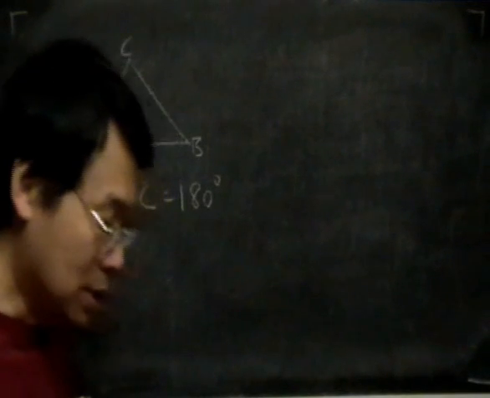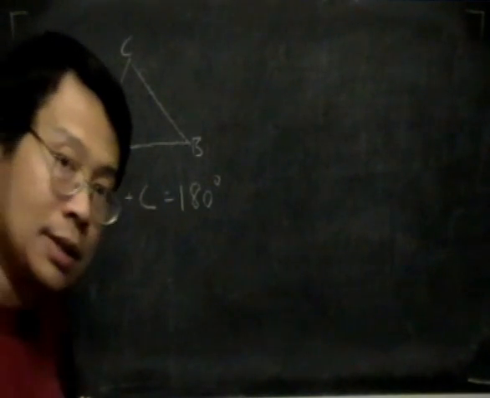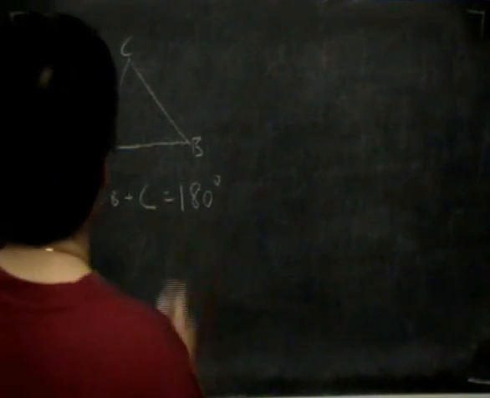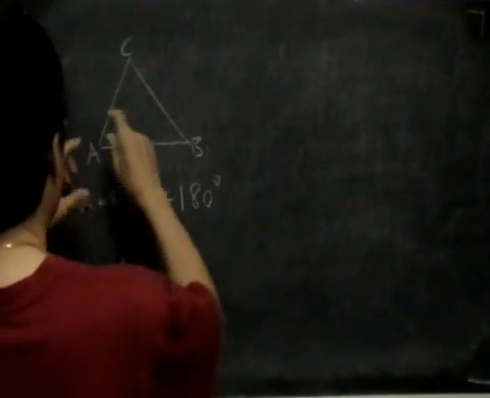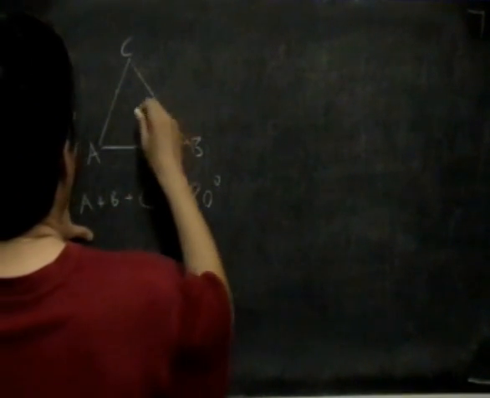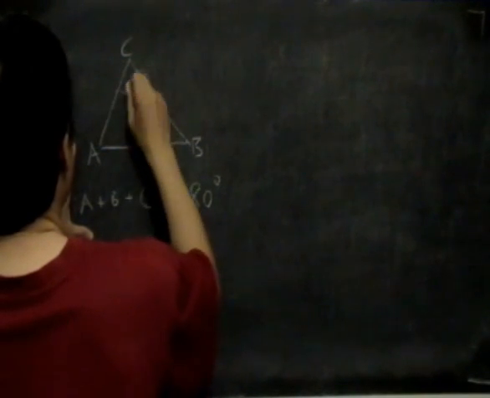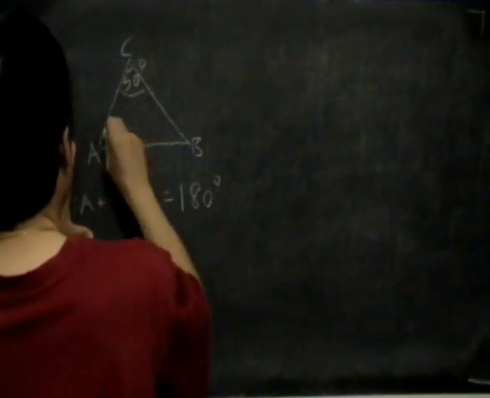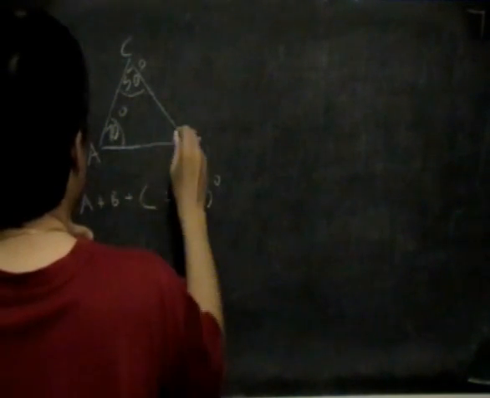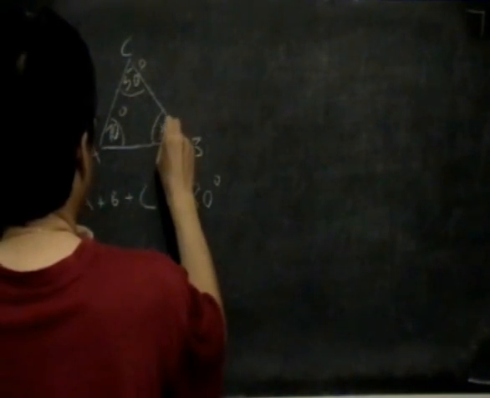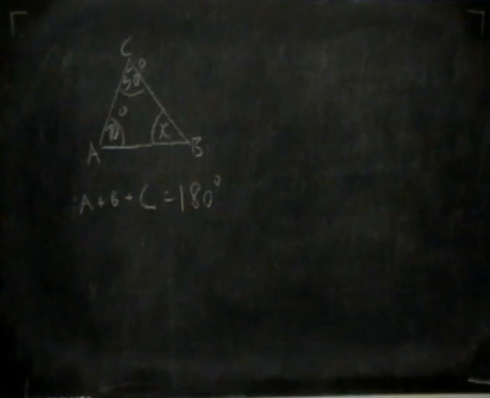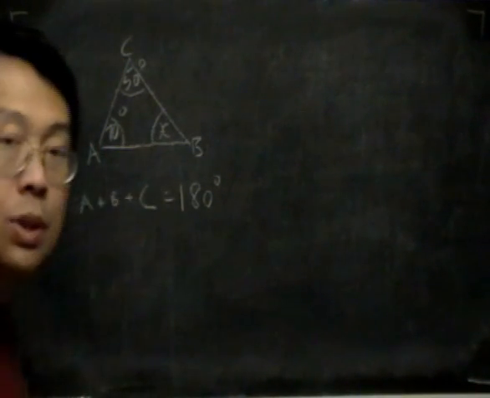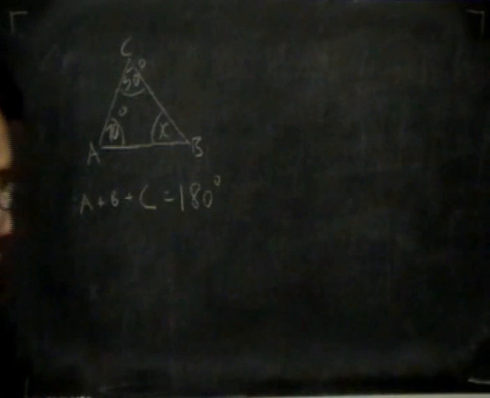So how can we use this? Let's look at an example. Suppose we have a question which says that this angle is 50 degrees and that angle is 70 degrees. So what is x? Okay, so 50 degrees, 70 degrees, what is x? That's the question.